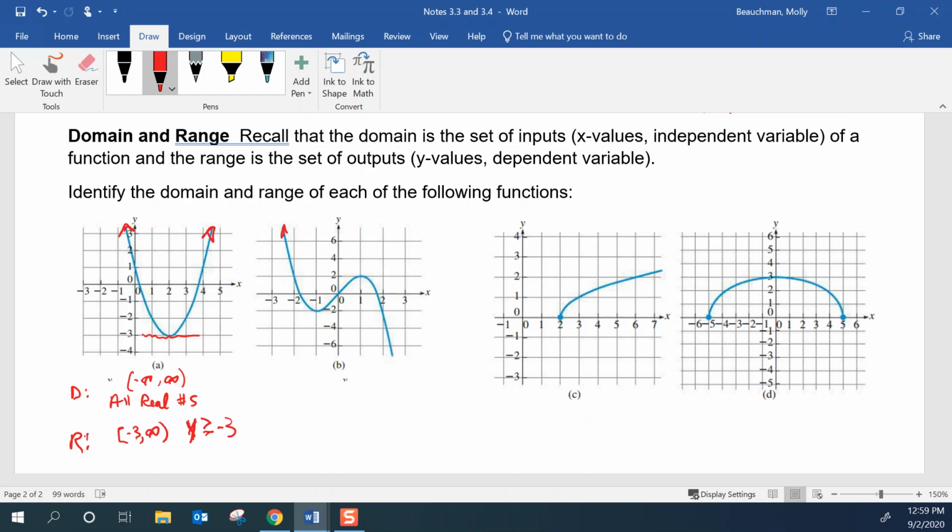The next graph, again, think of arrows on either end. This graph extends forever in both directions. So not only is the domain all real numbers, so is the range.